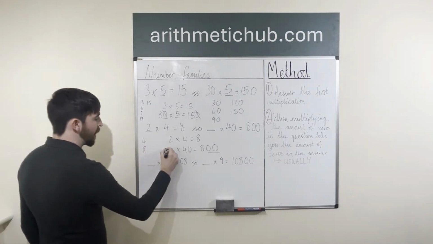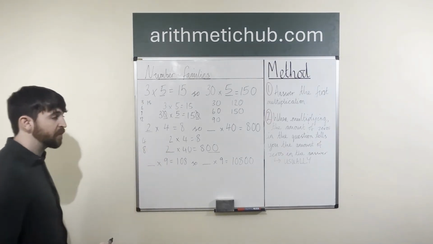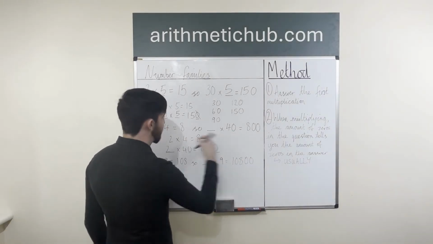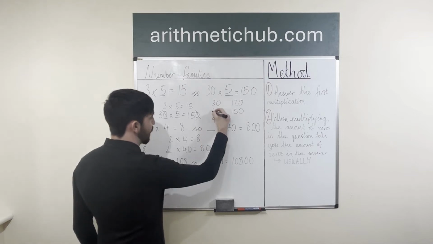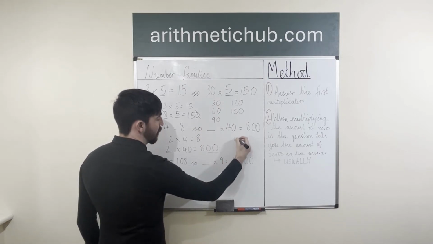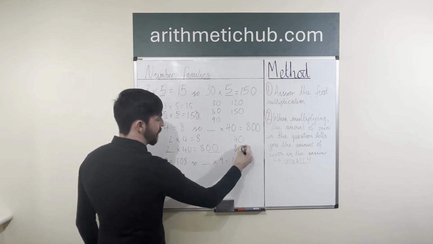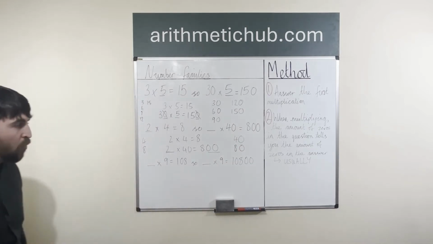So, if I said my answer was 2 times 40 is going to give you 800, if I write out my 40 times tables in the same way as I did here with my 30 times tables, 4 times by 10 is going to give me 40, 8 times by 10 is going to give me 80. It doesn't work, does it?